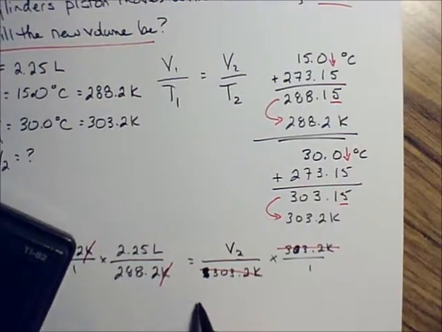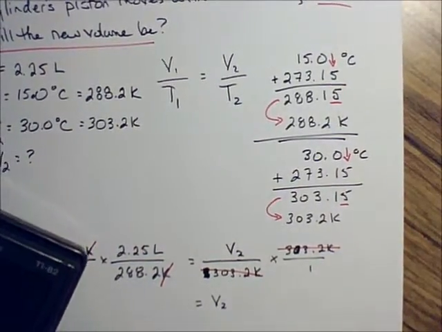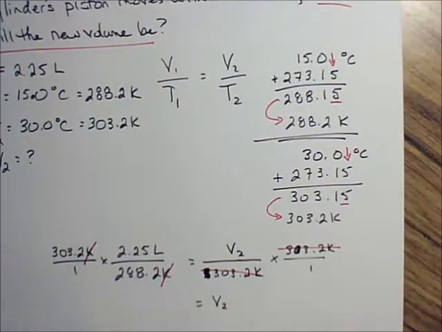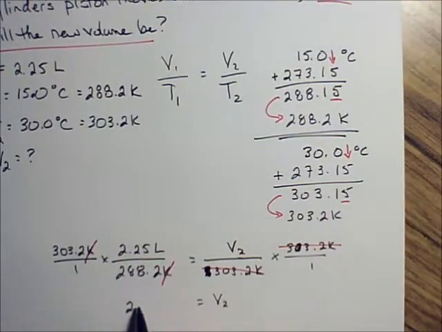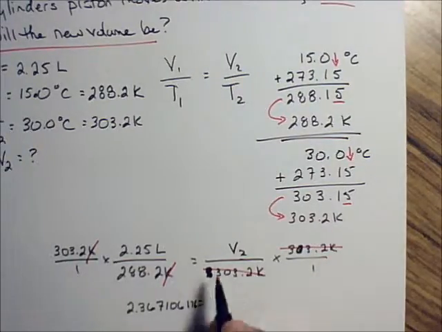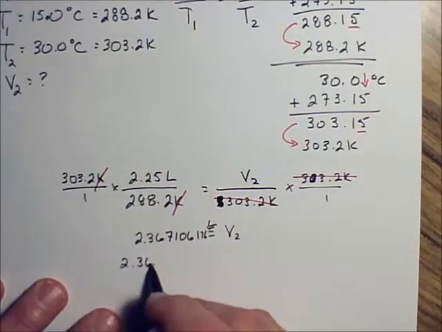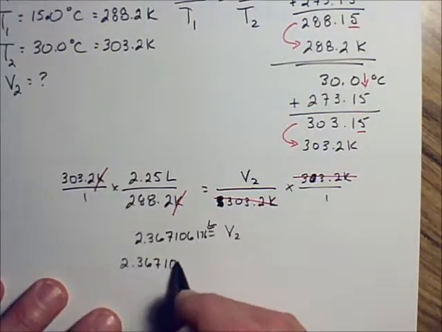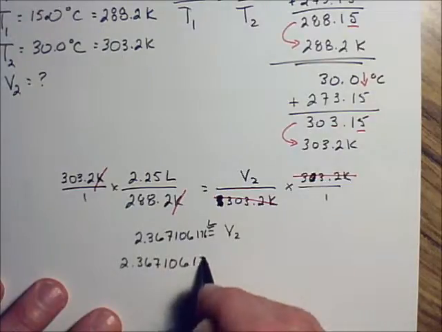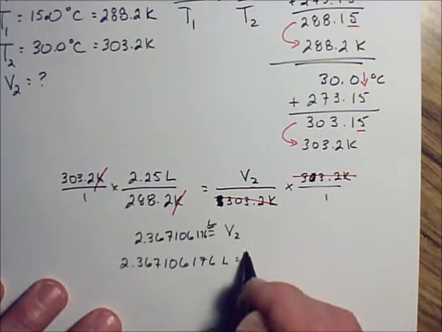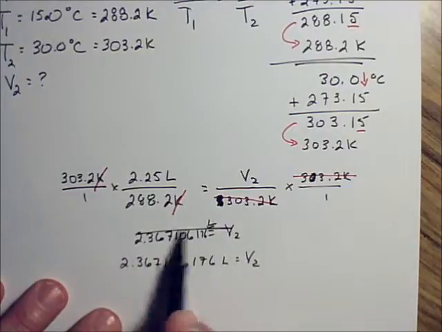Okay, so I get that V2, which is by itself now, I've isolated V2, is equal to 2.367106.176. I need liters in there somewhere. I could make it neater and say 2.367106.176 liters equals V2. That's just making it neater.